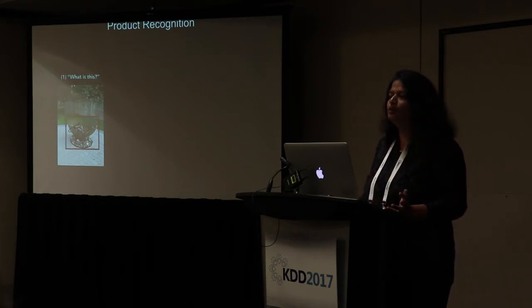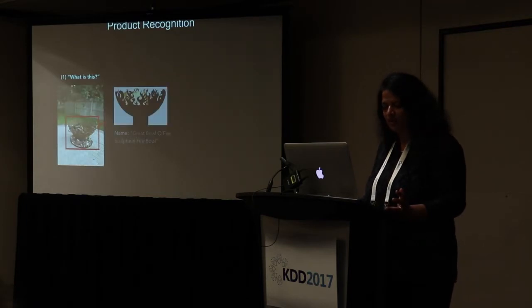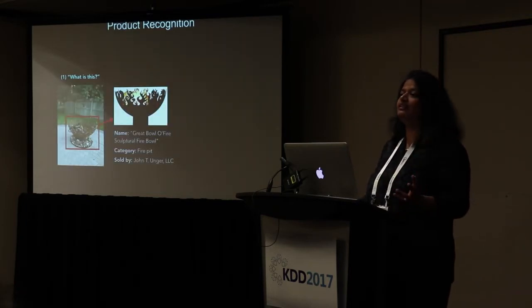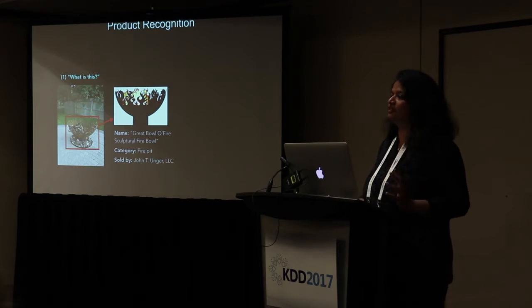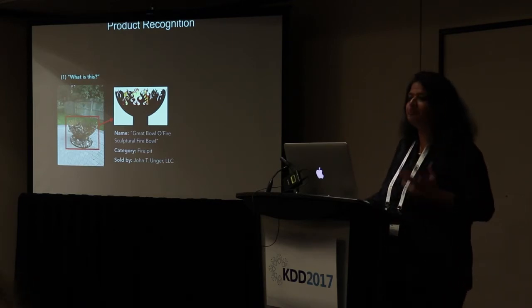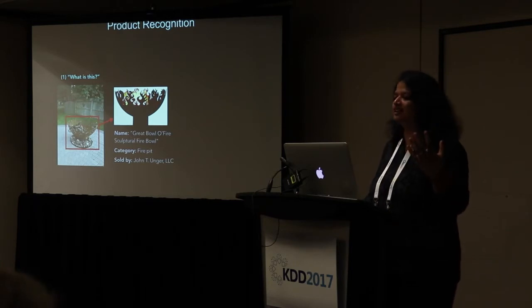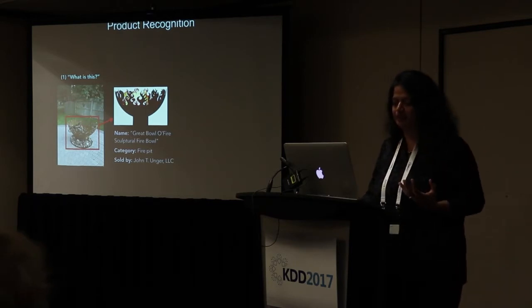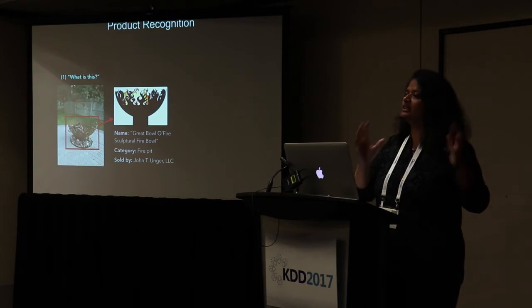But not only do you want to know it's a fire pit, because that's moderately interesting. Ideally, if you happen to like this thing, you would like to know exactly which fire pit it is. It's a great bowl of fire, and you'd like to know where to buy. Right? So that's a capability people really want to have. This is what we call the "what is this thing?" question.